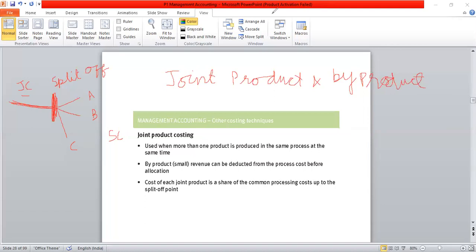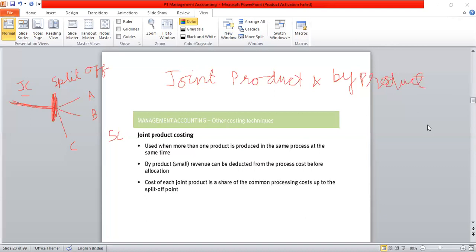of the byproduct. So first understand that the byproduct is a product which is produced because of the production process, but not intended to be produced. It was not intentional that this should be produced, but because of the production process, something has come out. Now when it is sold, there is a point we have to remember in terms of how we adjust that. Then the cost of each joint product is a share of the common processing cost up to the split off point.